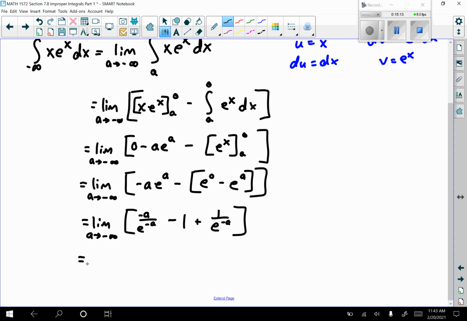So here's what we're looking at. If I have negative a over e to the negative a, and a is approaching negative infinity, then I'm just going to write it like this to help us visualize it. This is negative a, a constant over a really large number, which approaches 0. The same thing over here, 1 over e to a very large number, so that will also approach 0. So these two will go to 0, and I'm just left with a negative 1. So this integral would be convergent because it actually turns out to be a nice value here, not an infinity.